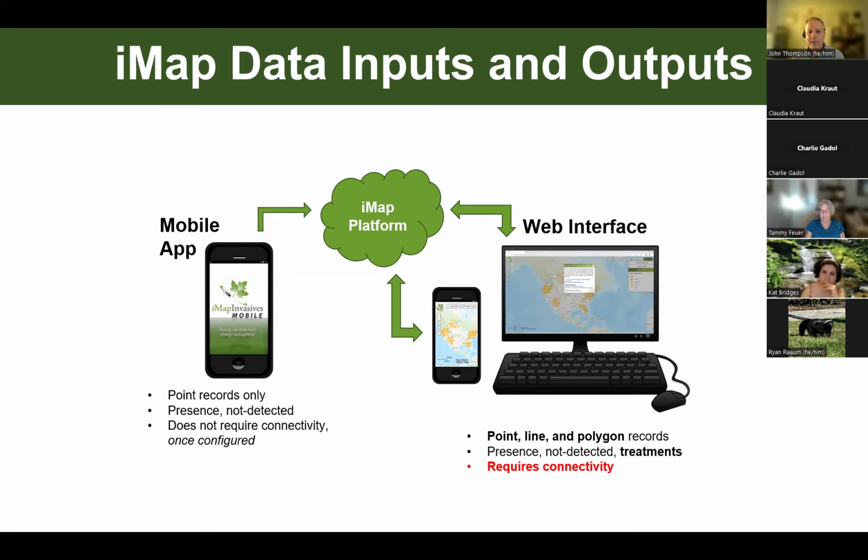You could also use the web interface for IMAP Invasives that can do points, lines, and polygon records, presence or not detected, or if you're doing treatments, you could enter those treatments, that maybe you pulled a number of Japanese barberry in a place and you want to record the number that you pulled. So you could do that when you came back to your laptop and you sat down where you had Wi-Fi. But these require connectivity.